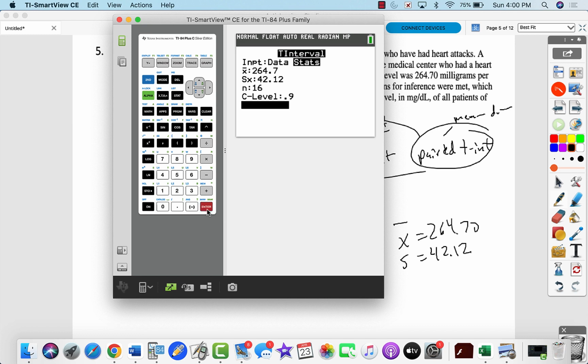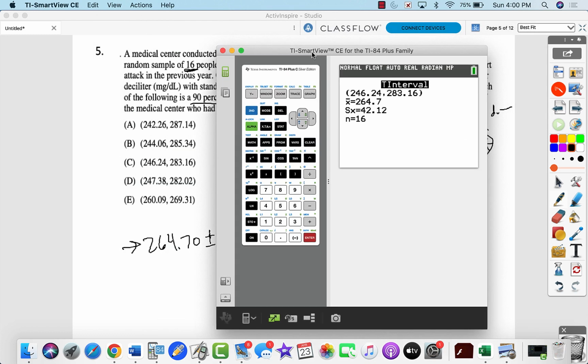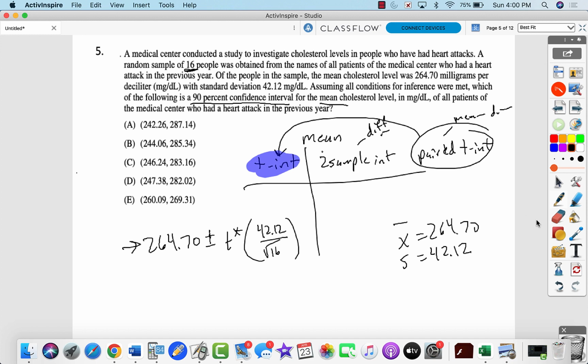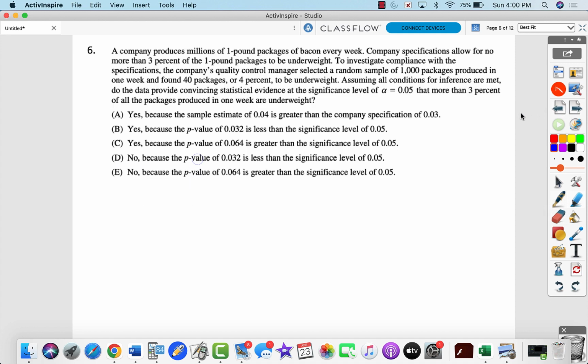Everybody's running out of time, partly because they're trying to do it a way that takes too long, because this doesn't take long. Okay, 242.8, 316. The answer is C. Just let the calculator do the work. If it's a formula, you're going to have to work a little bit at it. But if it's a p-value or an interval, do it on the calculator. Okay, go ahead and pause it and come back.